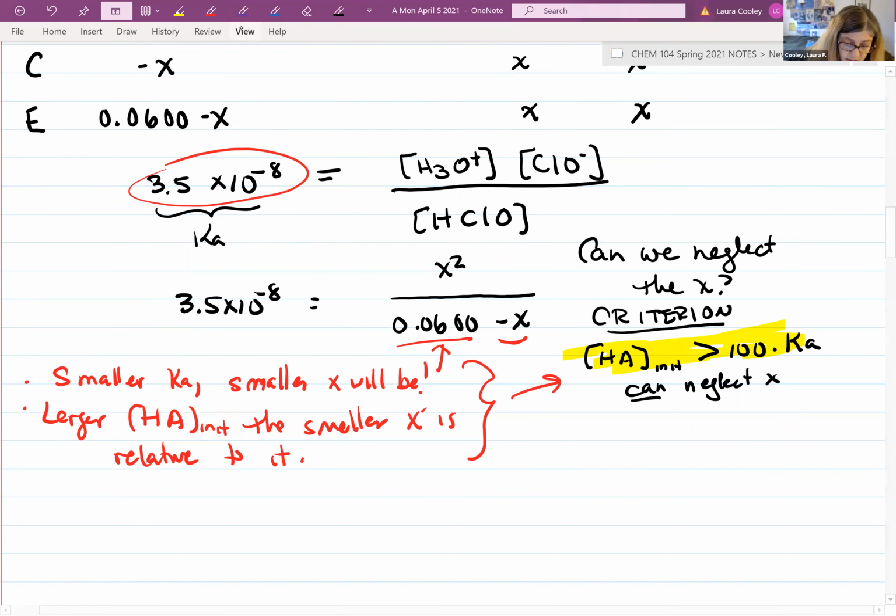So the question is, is it true here? And if you use this neglecting the X, which you always should, I've seen some students insist on solving the quadratic. It's just not a good idea unless you love doing that. It's really silly. You can make mistakes. So can we neglect X here?